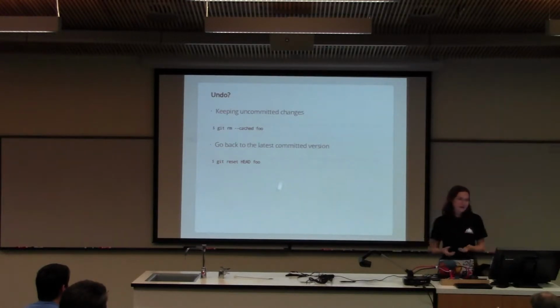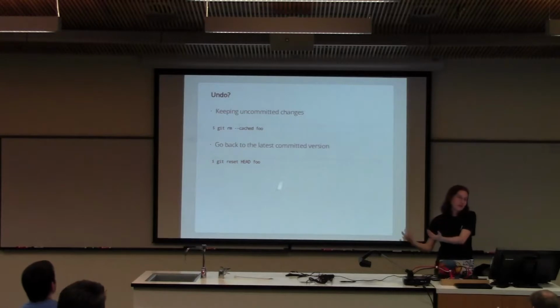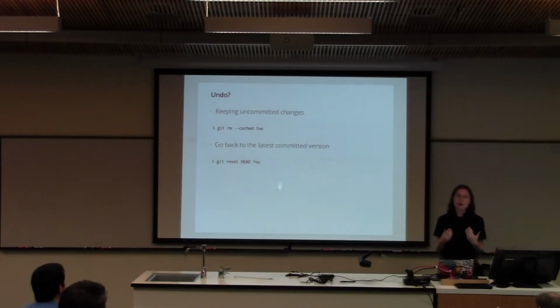In the first case, you can remove the cached version. That's like undoing the git add, but not changing the file at all. The file stays how it was. Or if you want to set the file back to the last version that you had in history, let's say you accidentally overwrote it even, then you can use git reset head. Reset says put it back how it was, and head points at the latest commit in the branch. We'll talk more about tags like head in a bit. And then you give it the file name of what you wanted to reset.